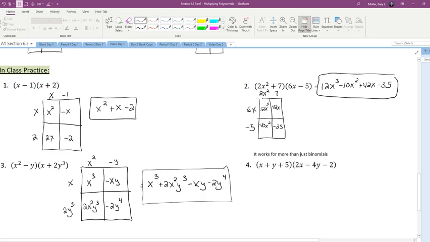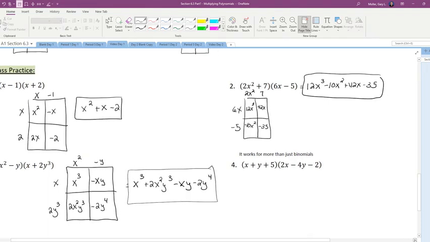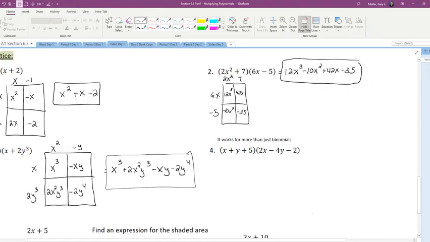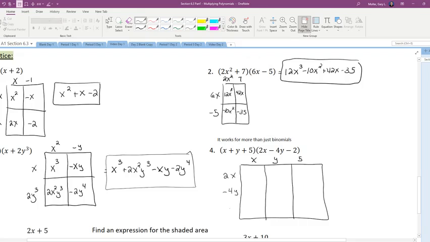Okay, and then we get to one that is not a binomial times a binomial. What I'm hoping you realize is that the plan is going to stay the same. We've got a trinomial times a trinomial. So I'm going to make a bigger box here, because I just need more room to organize. This time, I'm going to have an x and a y and a 5. So I'm going to break this part as x, that as y, and the final part as 5. And then I have a 2x, I have a negative 4y, and I have a negative 2. So I'm going to actually have to find the area of 9 little boxes.